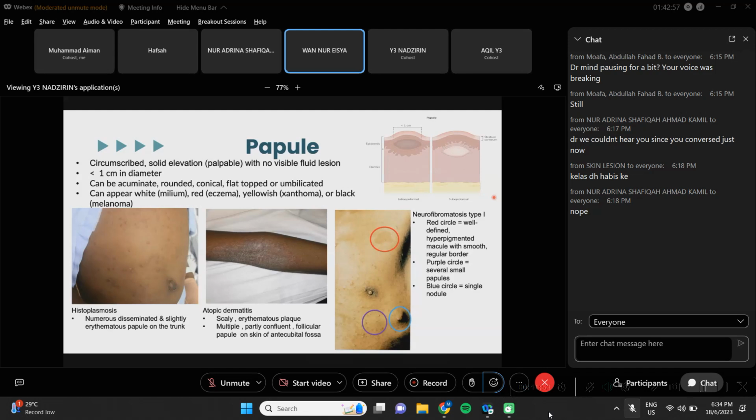It's a primary because, okay, you look at the examples of secondary skin lesions. Can you go to secondary skin lesions?